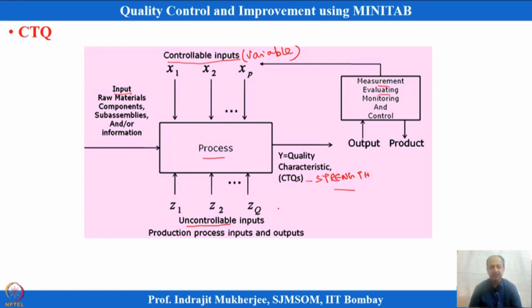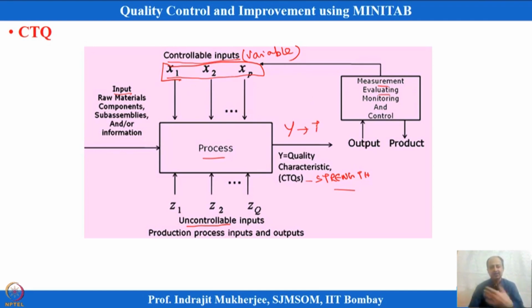But if we can control these things, at least our output will be within the specification or whatever is required. So, in presence of these variables which cannot be controlled, which are known as uncontrollable variables, I need to set this machine with these parameters so that I get the y which is required, which is close to the target. That is our overall objective.